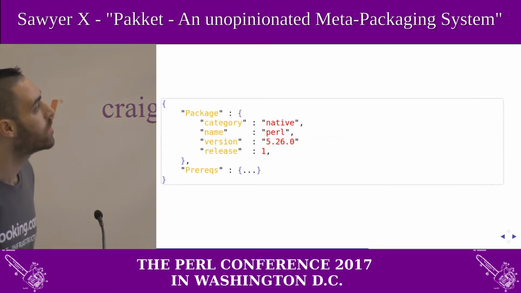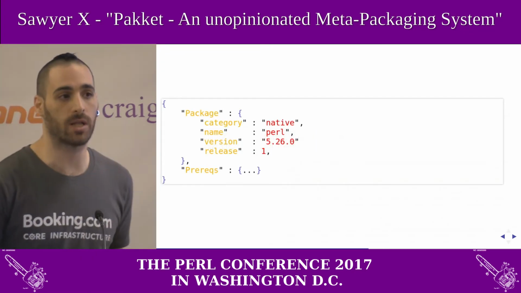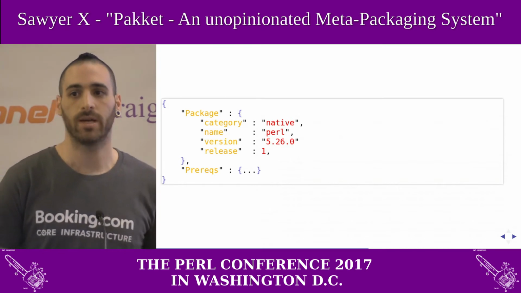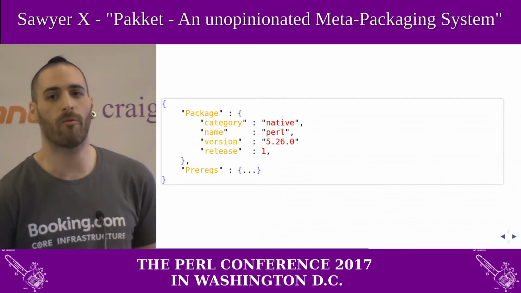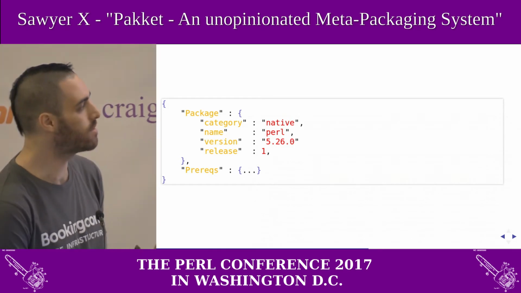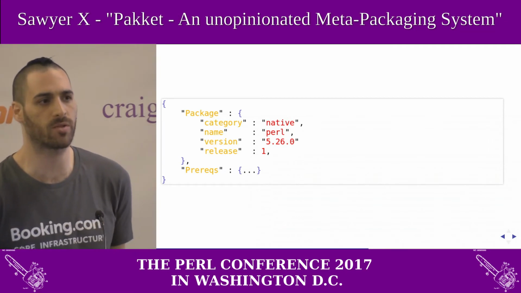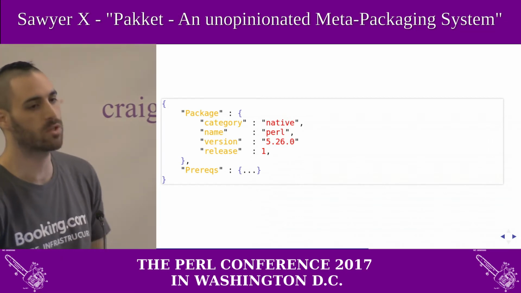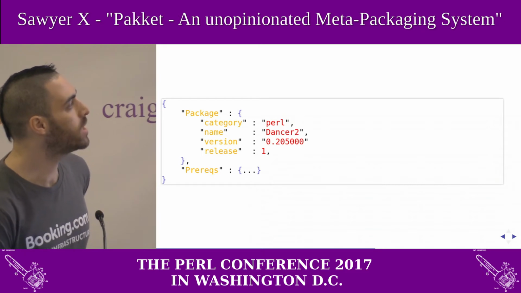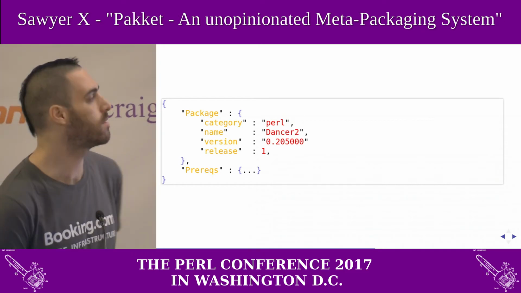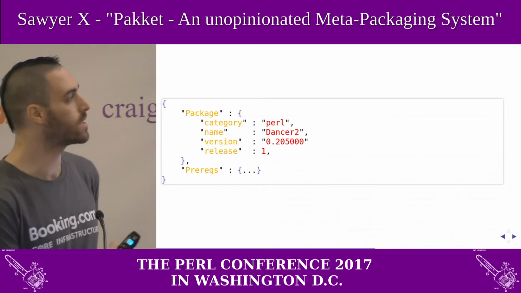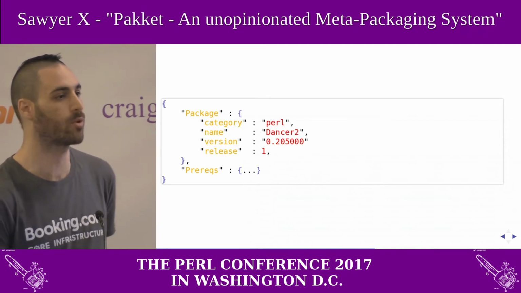Okay. So this is how it might look like. And when I say it might look like, it's only because this is one form of having it. In Pakket, this is also abstract. I will talk about this later. One form of having it is a JSON file. And what you can see here is the two different packages and how they would look like. They have the package details, which is the category, name, version, and release, and you have the prereqs.